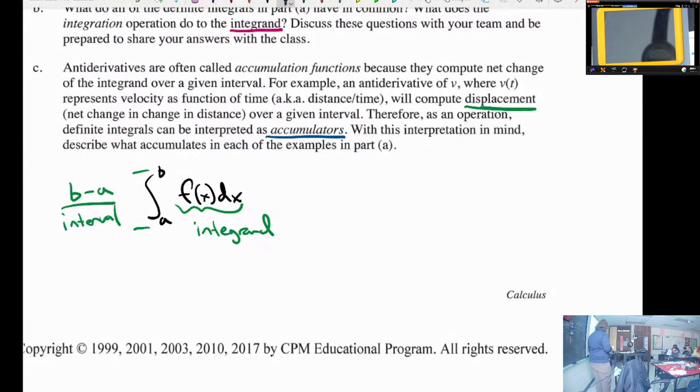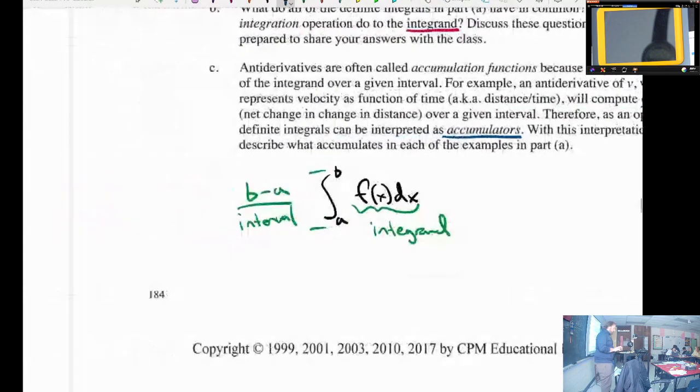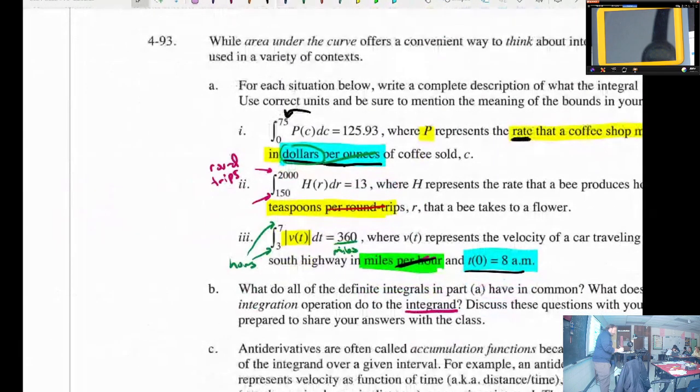With this in mind, let's talk about what accumulates in each one of these examples. Very easy question. What's accumulating? In question 1, dollars are accumulating. Every ounce of coffee you sell, you're accumulating a little bit of dollars there. In number 2, it's teaspoons of honey specifically. And in question 3, you're accumulating miles. It's a very calculus thing to do, to start thinking about if you looked at the speedometer of your car at 60 separate instances for 1 minute, you could theoretically figure out how far the car traveled by adding up those little times.